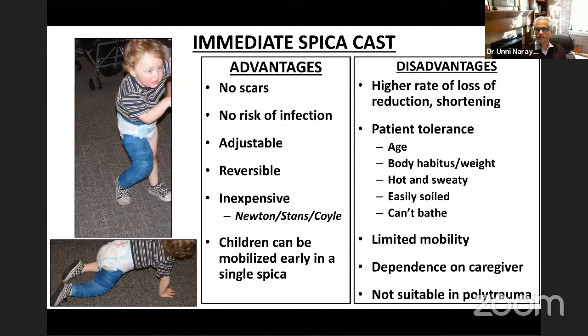There clearly is a higher rate of loss of reduction and shortening. And it becomes an issue of patient tolerance, which is influenced by how big the child is, how heavy the child is, the age of the child, and what the weather is like at any given time or location. They can be easily soiled and you can't bathe the child during that time. There are difficulties with mobility and transportation, and attending school. Some schools may not take children in spica casts. And of course, there's reliance on caregivers who have to take time off from work to look after a child if both parents are working, for example. And it's clearly not suitable in polytrauma.